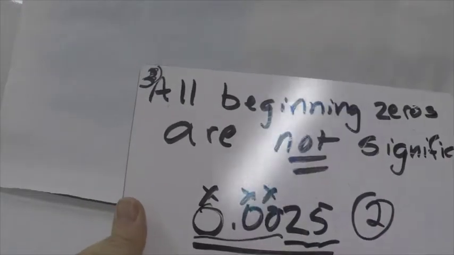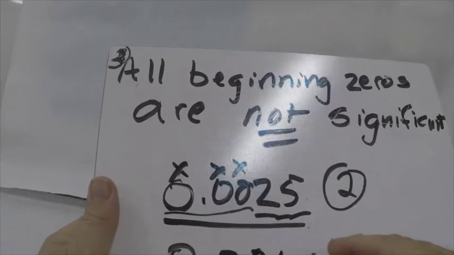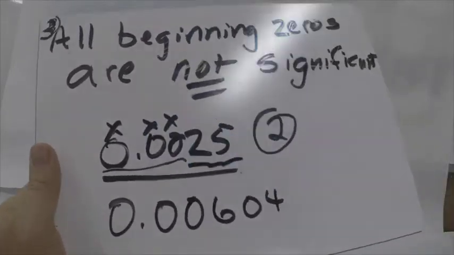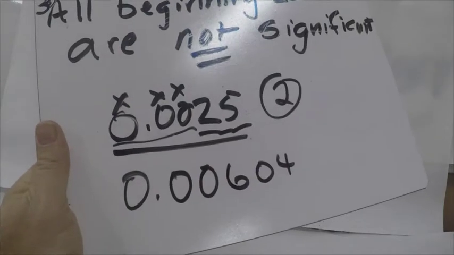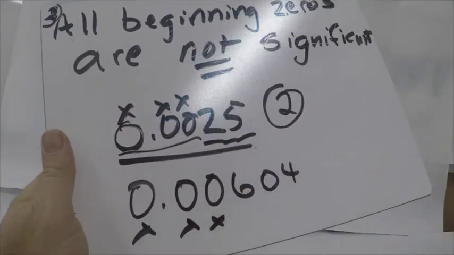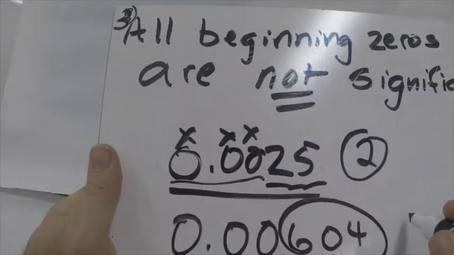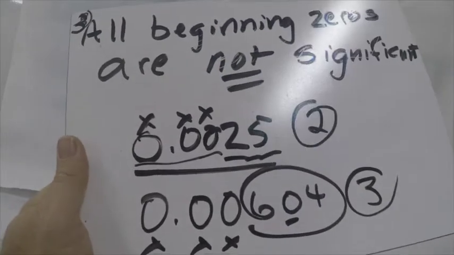Okay? Or take a look at this one, 0.00604. How many are there in that one? Remember, preceding zeros, the ones at the beginning, those aren't significant. But this one is between 2 others, so yes, this one has 3 significant digits.